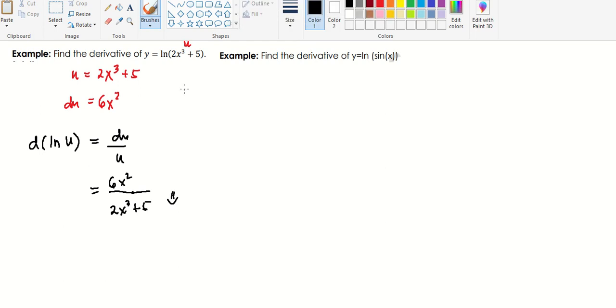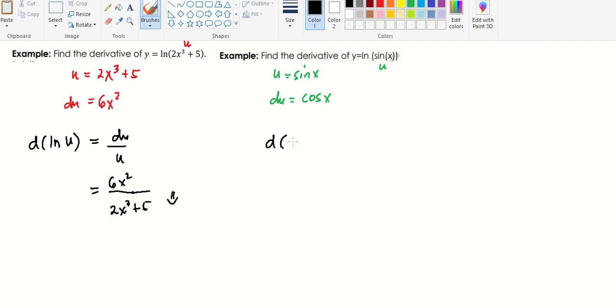Another example, we have y equals ln sine x. Okay, so again, our u here is sine x. So we will have u is equal to sine x. And the derivative of sine x is what? Okay, correct. That is positive cosine x. Now, we will just use our formula.